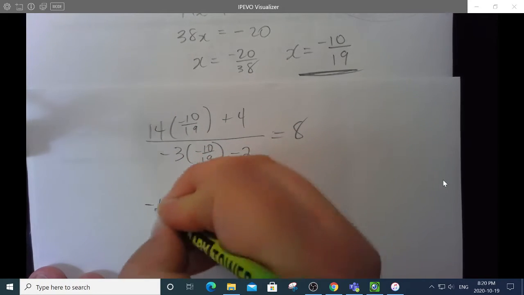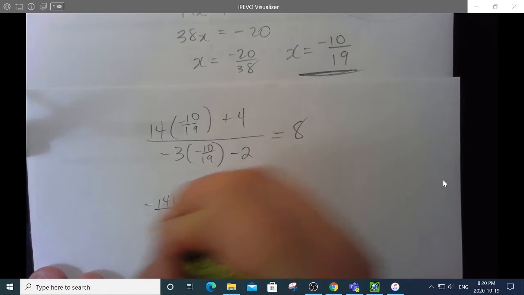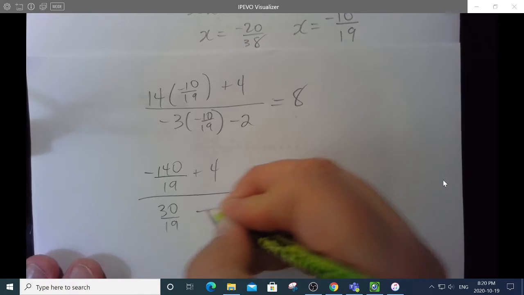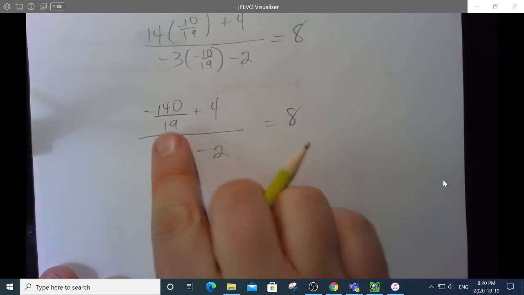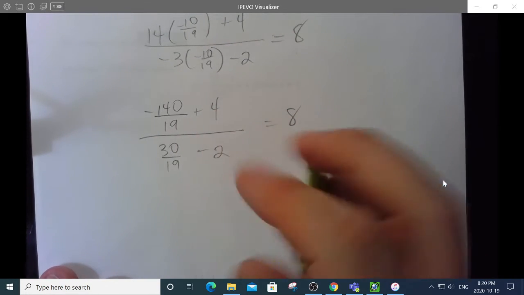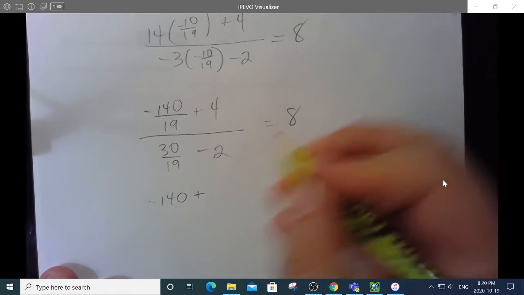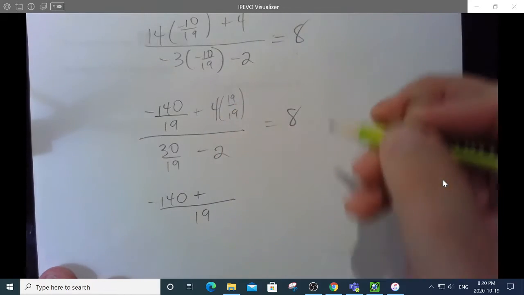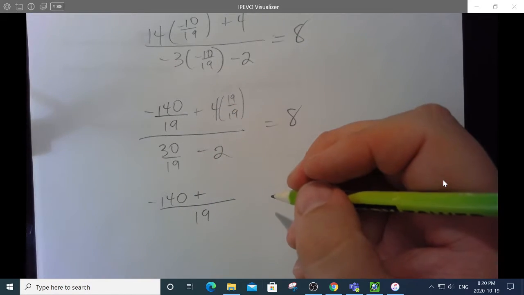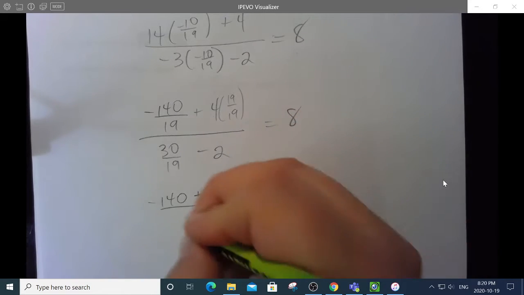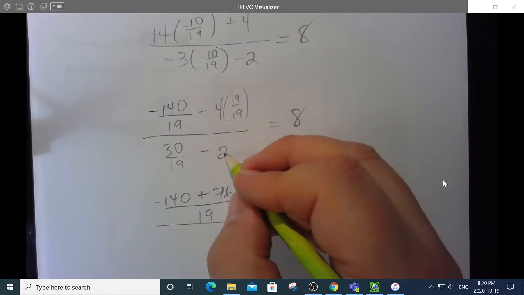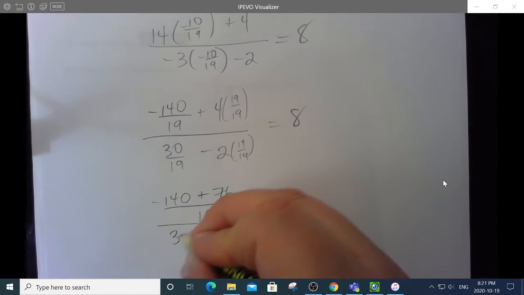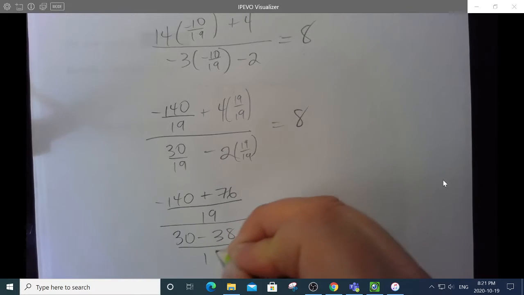That's negative 140. And that's plus 4 over 3 times 10. And the negatives cancel. That's 30 over 19 minus 2. And so the top here, 4, I'm going to need a common denominator of 19s. So what is 4 if you multiply it by 19 over 19? Well, 4 20s would be 80, so this is 76. And down here, I have to change 2 into 19ths. So 2 19s is 38, so that's 30 minus 38 over 19.